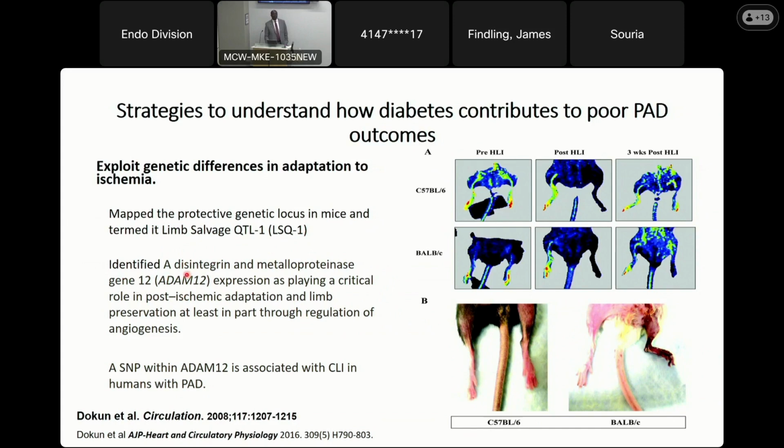One of those genes is ADAM12, or a disintegrin and metalloprotease gene 12. Its expression, we later show, plays a critical role in the preservation of the limb in these mice, and this appears to occur through its effect on improving angiogenesis. We also have data that show that a SNP within ADAM12 is associated with critical limb ischemia in humans with PAD. I'm going to come back to ADAM12 later in the talk.